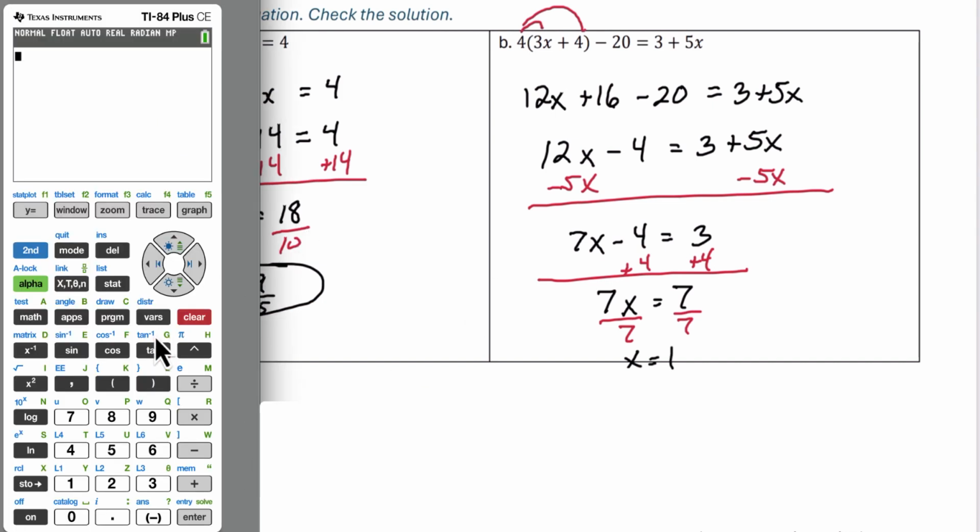We can now check that. Let's look at the left side first. 4 times (3, we're going to replace the x with 1, plus 4), close off that parenthesis, minus 20. So on the left side, we get 8. Let's do the same thing on the right side. 3 plus 5, replace x with 1, and we get 8 again. So the left side equals the right side. We get a true statement, which tells us 1 is the correct answer.